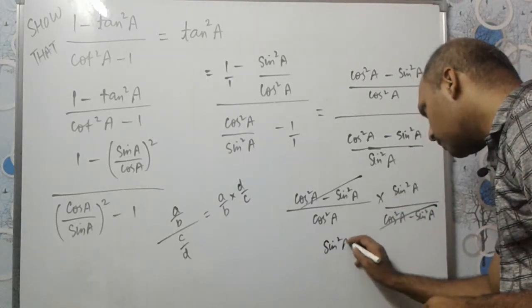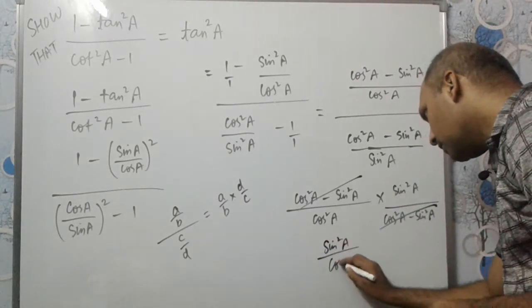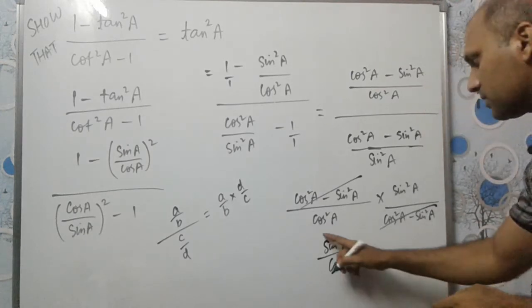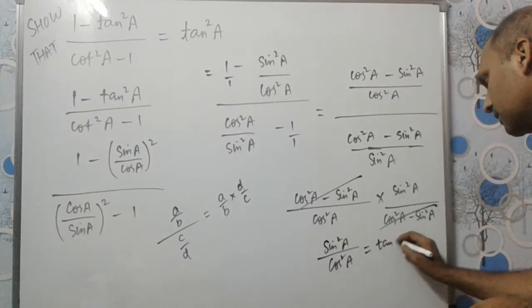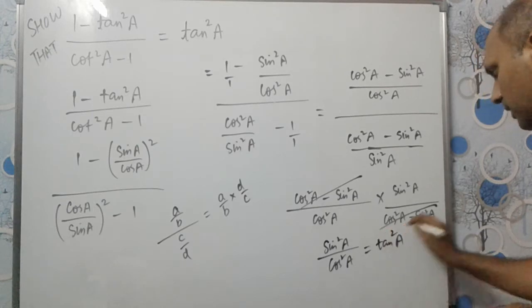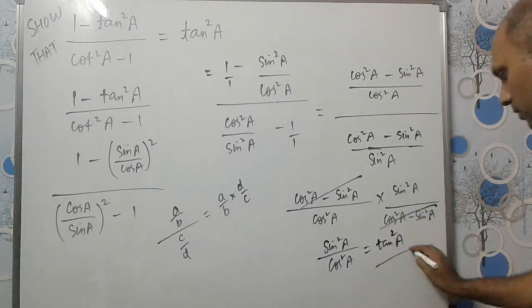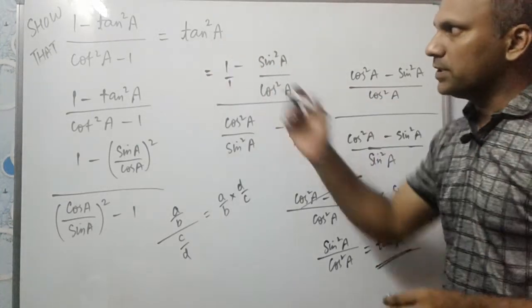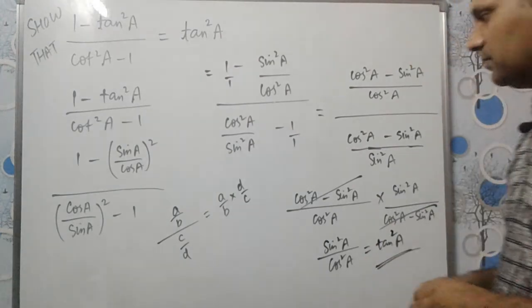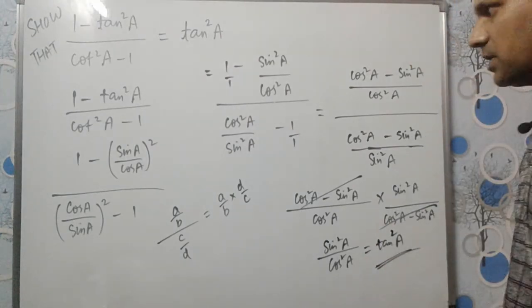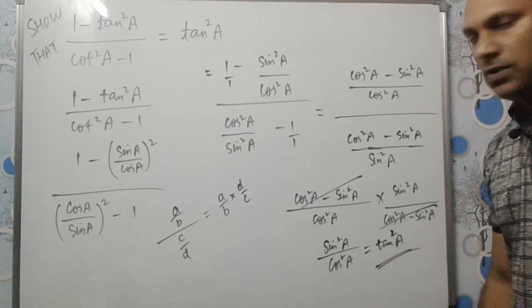So what do we have now? We have sin square A divided by cos square A left, but we know sin divided by cos is equal to tan, but don't forget the square. So it is equal to tan square A, which is the RHS. Okay, I hope you understood this problem. See you in the next video.